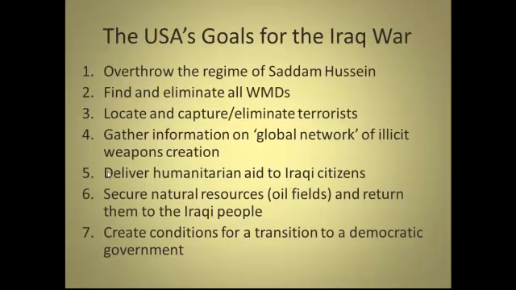So let's run down the United States' goals for the Iraq War, and we can identify seven of them. The first is the overthrow of the regime of Saddam Hussein. One of the main goals was to get Saddam Hussein out of power and get a new government in. The second was to find and eliminate all weapons of mass destruction. They also wanted to locate and capture all of the terrorists operating in Iraq, gather information and intelligence on a global network of illegal weapons creation, deliver humanitarian aid to Iraqi citizens, secure the natural resources, such as oil, and return them to the Iraqi people, and create conditions for a transition to a democratic government.